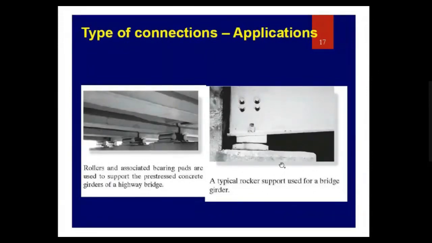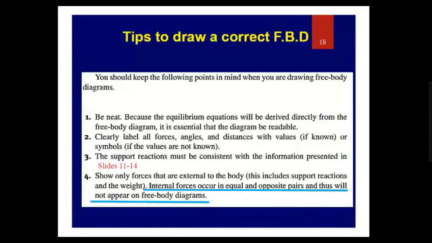Here, a typical rocker support is provided, so the beam can rotate about this rocker support, but it cannot move horizontally and it cannot move vertically. So it's a kind of rocker support or a pin-ended support. These are some practical examples of how these three different types of supports look in practice.